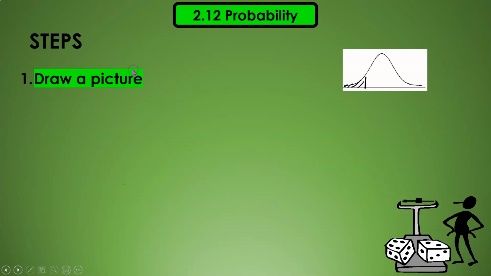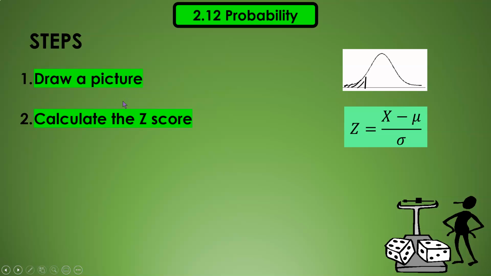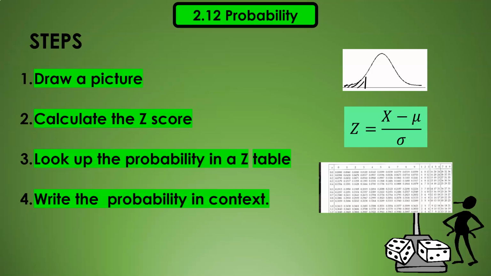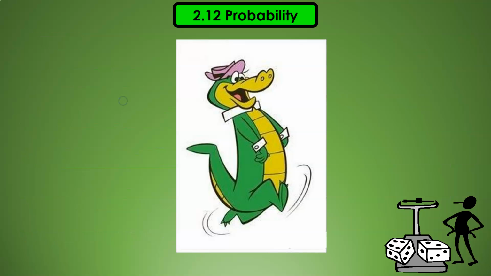To summarise, first thing is draw a picture, calculate the z-score using the formula, look up the probability in the table, and write that probability in context. What does that mean? The probability of x being less than is, and so on. If you could go back to your lesson page and work your way through, there should be a worksheet that you need to complete and a couple of pages of the workbook, and then that should be it.